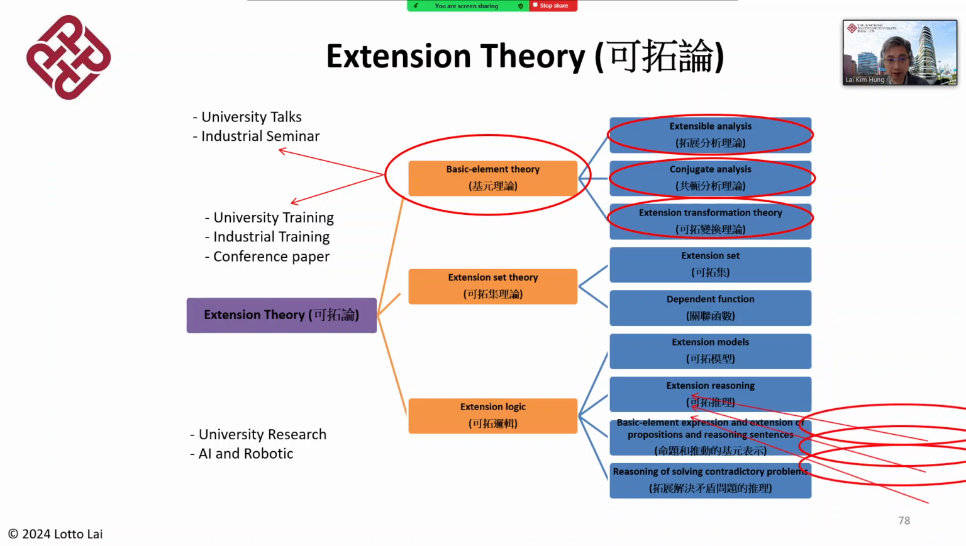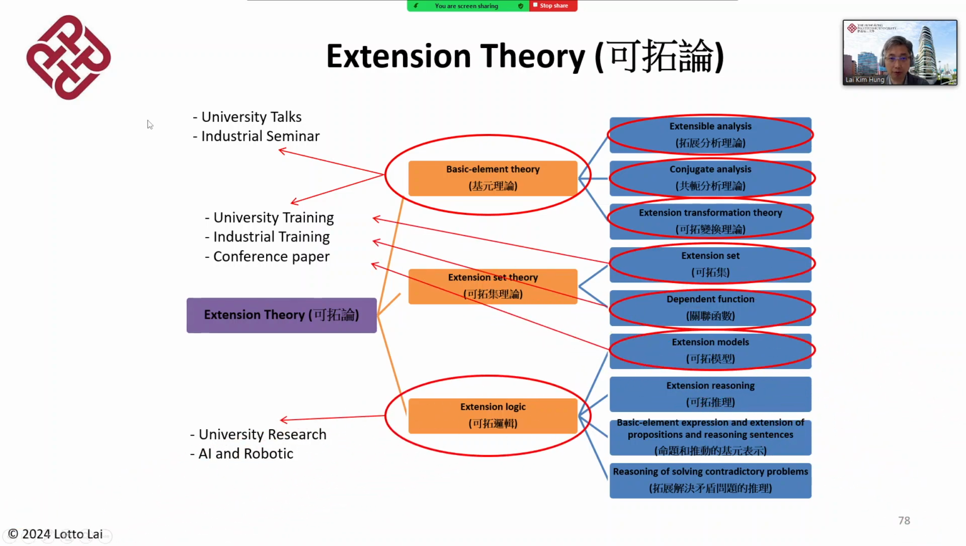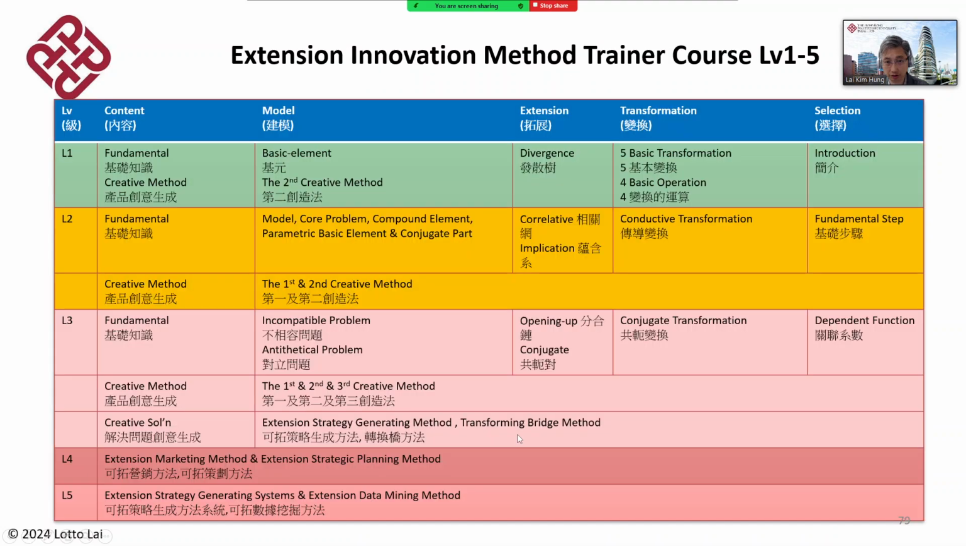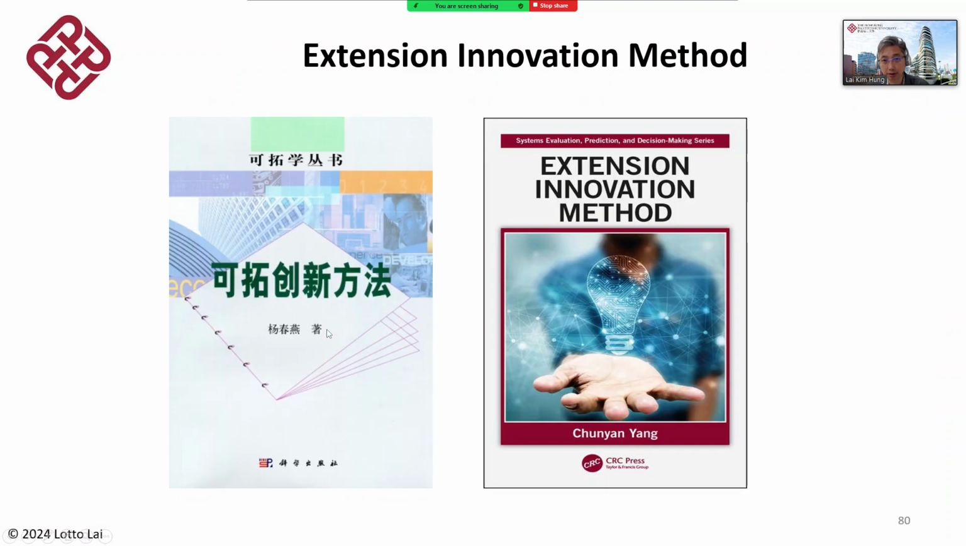This is some theory. Extension theory involves basic element theory, extension set theory, and extension logic. It is a five-level training course designed by Professor Cai Wen, and levels 1 to 3 can attend the course in China, and levels 4 and 5 are for research. Two books, one in Chinese, one in English, are from Professor Cai Wen's first student, Professor Yang Chunyan.